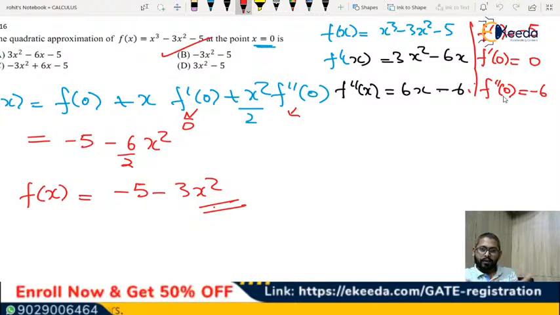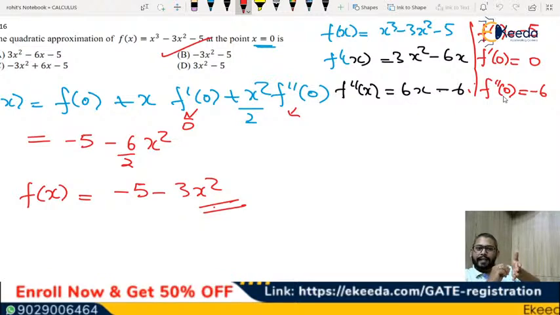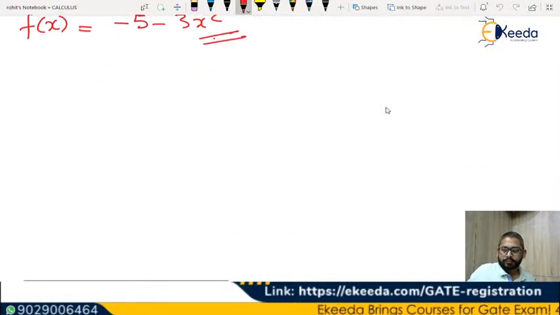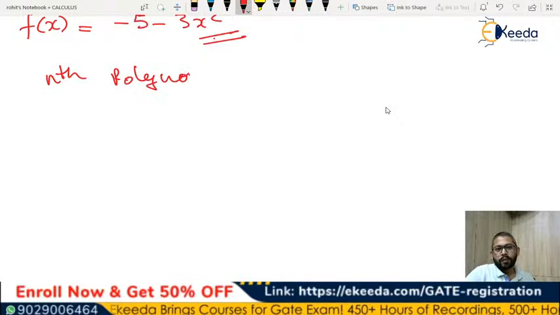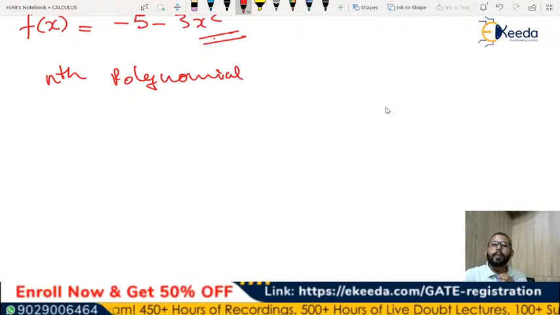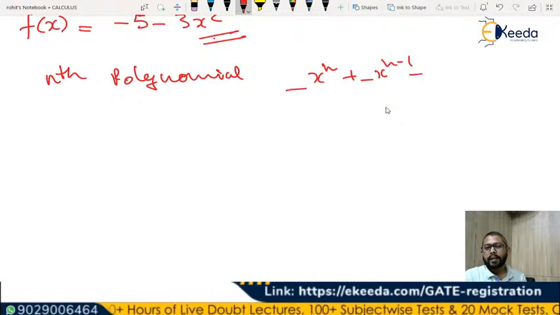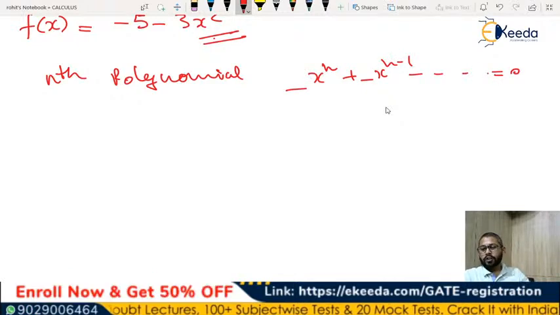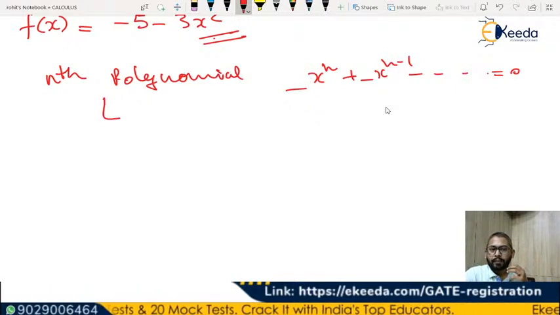Polynomial equations have very good nature of functions, we know that. There is a question, I think it is from calculus only. If there is an nth order polynomial equation, what is it? x to the power of n plus x to the power of n minus 1 with some coefficients, and so on, equal to 0, let's say. The point is that an nth order polynomial can have maximum n roots.